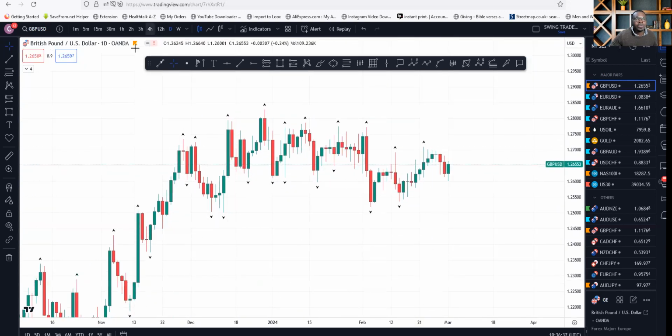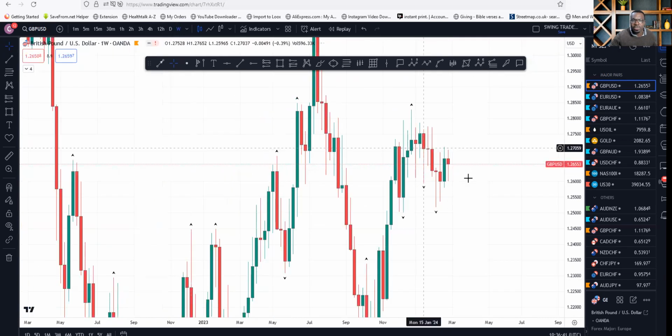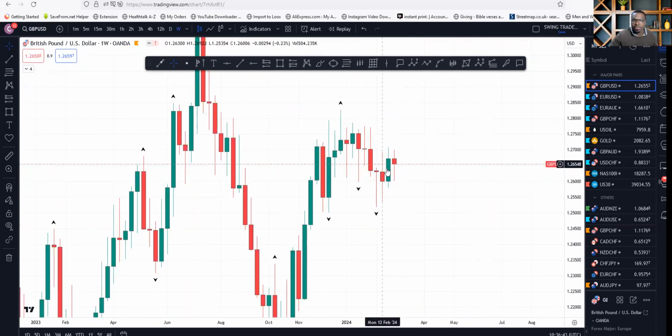Anyway, never mind. As you can see, this week closed bearish, and you can see the previous week closed bullish. We're talking about week 8 and week 9. So week 9 closed bearish, and week 8 closed bullish. So what's going on? Indecision here.